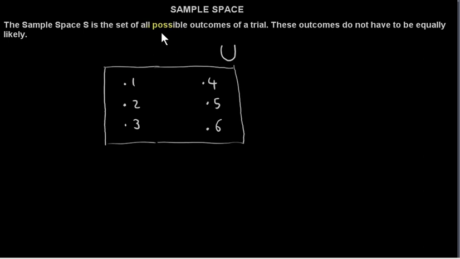Now, the set of all possible outcomes does not have to be equally likely, but very often they will be. Probably most of the time, if not all the examples we do, will involve outcomes that are equally likely when we're discussing Venn diagrams and probability.